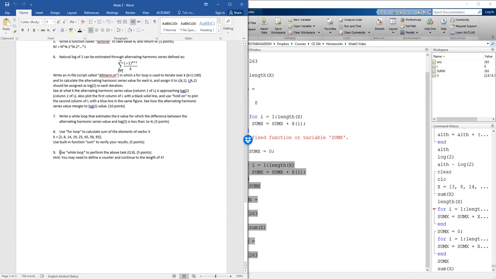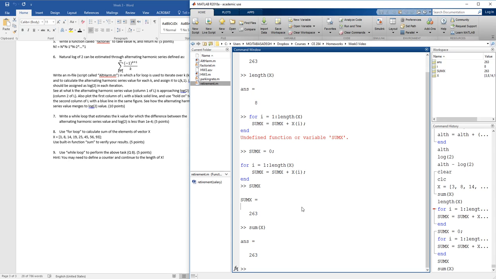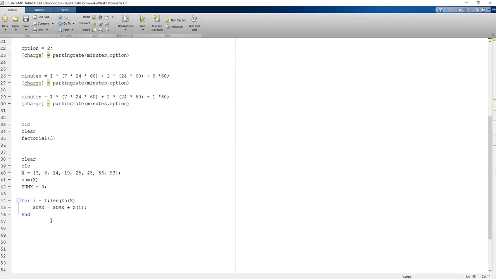Now, question 9 says use a while loop to perform the above tasks. So basically now instead of a for loop, we want a while loop. But how can we do that? Well, it's not too hard. Let me go back here. Again, I use clear and clc. Now, remember for the for loop, we went from 1 all the way to length of x.